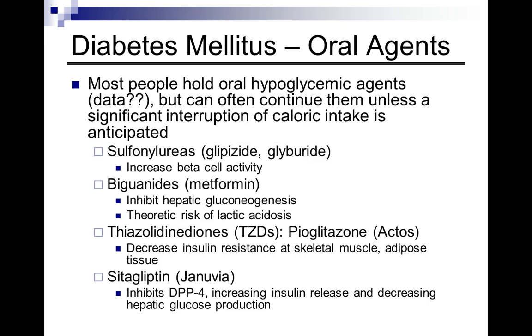The TZDs, most commonly pioglitazone, which is Actos, decrease insulin resistance at skeletal muscle and adipose tissue, so they seem to work against the very mechanism of type 2 diabetes. And then newer drugs like Januvia, which increase insulin release and decrease hepatic glucose production.